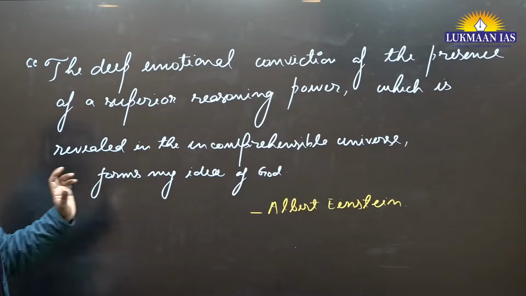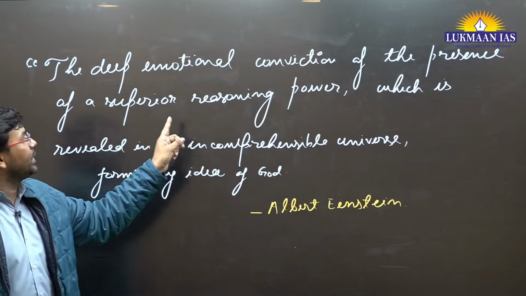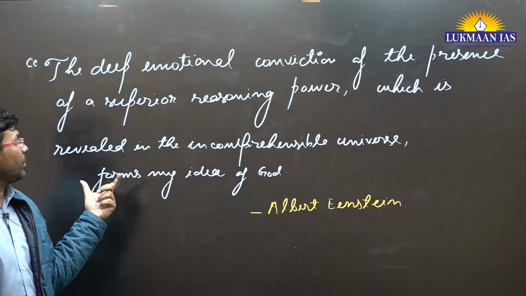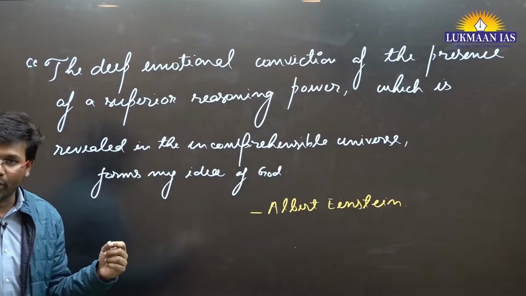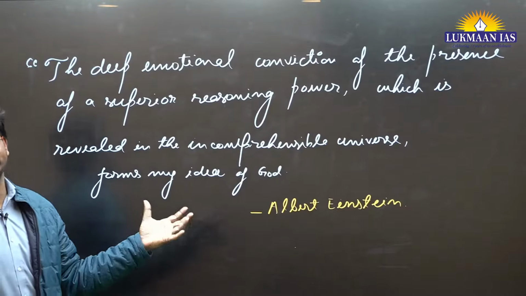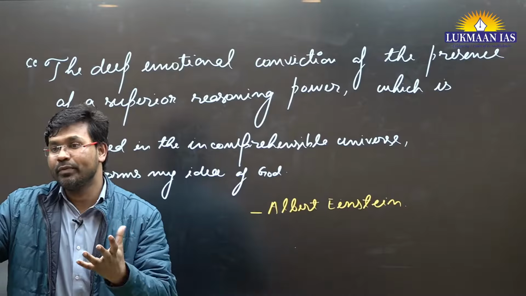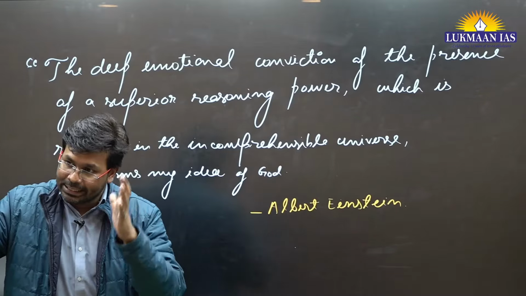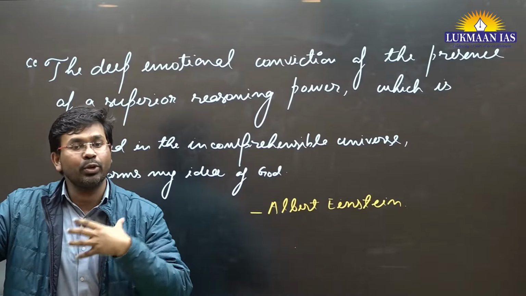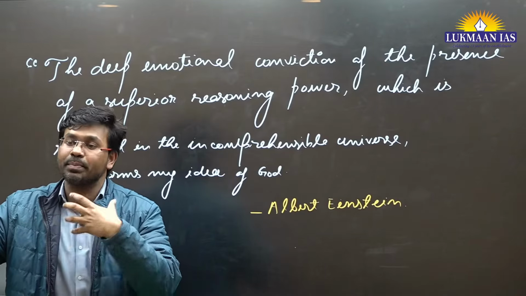So, Albert Einstein says that the deep emotional conviction of the presence of a superior reasoning power, which is revealed in the incomprehensible universe, forms my idea of God. What he says is, even Albert Einstein says that the universe that is there is so powerful, it does have a reasoning in itself, which is incomprehensible to us, incomprehensible to human beings. So this forms my idea of God.